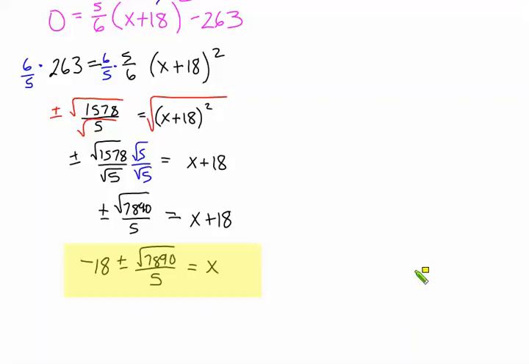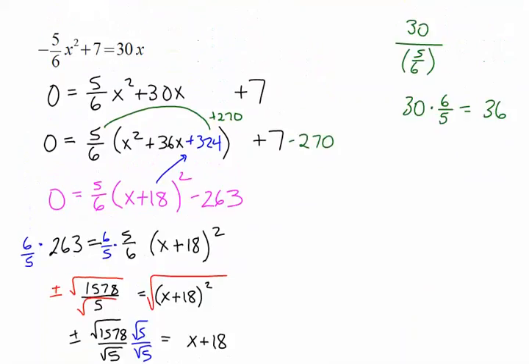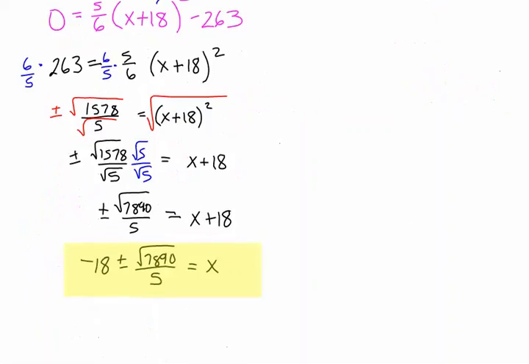Not the nicest of answers, but really, as you see, this process seems to work every time. Complete the square after you get a 0 on one side, and once you've done that, solve for x by using square roots. That's how we solve equations, by completing the square.